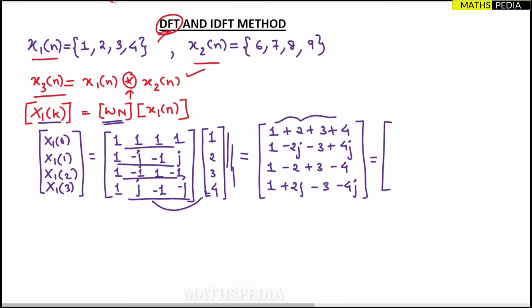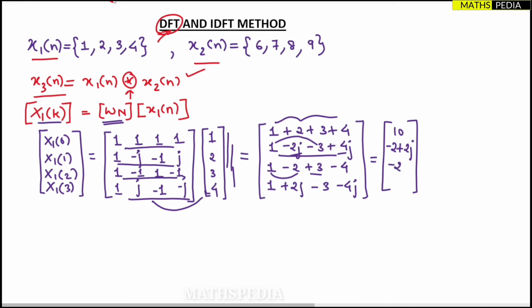When you add the first row, 4 plus 3 is 7, plus 2 is 9, plus 1, it is 10. Next, the second row: 1 minus 3 is minus 2, and minus 2j plus 4j will be plus 2j. Next one, here 1 minus 2 minus 1 plus 3 is plus 2, and plus 2 minus 4 will be minus 2.